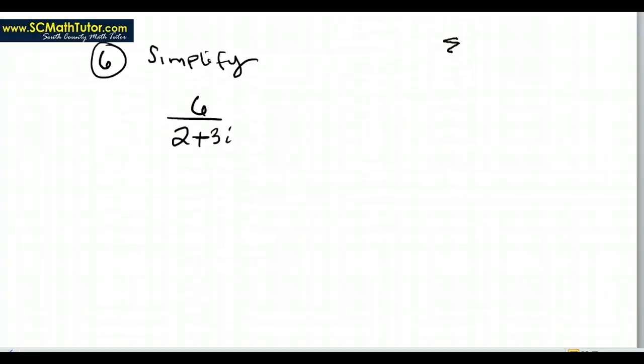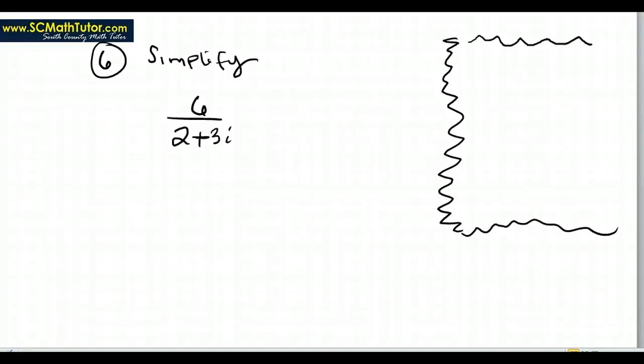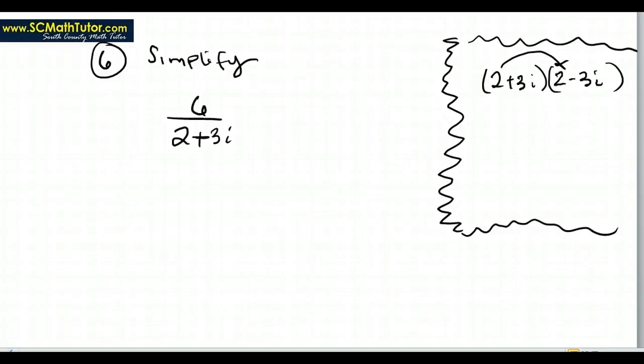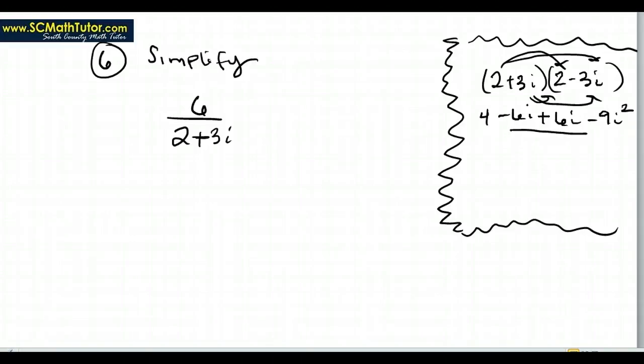So to be able to do this, first I want to show you something. Let's say you have 2 plus 3i times 2 minus 3i. Let's see what happens. Let's FOIL this. 2 times 2 is 4. 2 times negative 3i is negative 6i. 3i times 2 is positive 6i. 3i times negative 3i is negative 9i squared. Check this out. Negative 6i plus 6i becomes 0.